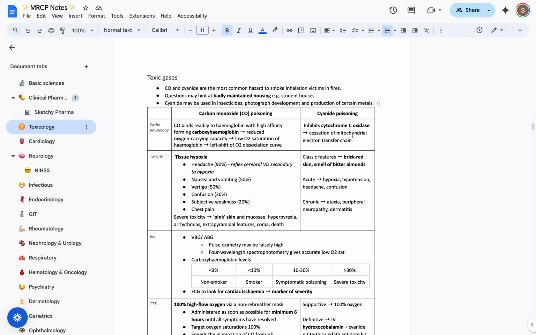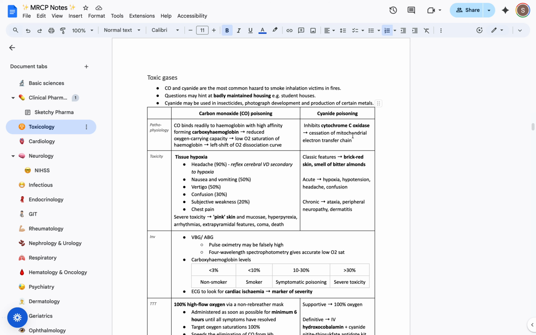Okay, let's look back at carbon monoxide poisoning. There will be headache. Headache is the most common symptom of carbon monoxide poisoning, by the way, because when there's hypoxia, there is reflex vasodilatation in the cerebral blood vessels, and this leads to headache. Nausea, vomiting, vertigo, confusion, and weakness. And then if this toxicity is severe, there will be pink skin and fever, arrhythmia, and then coma and death.